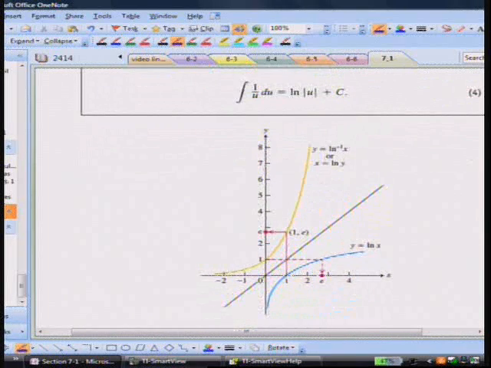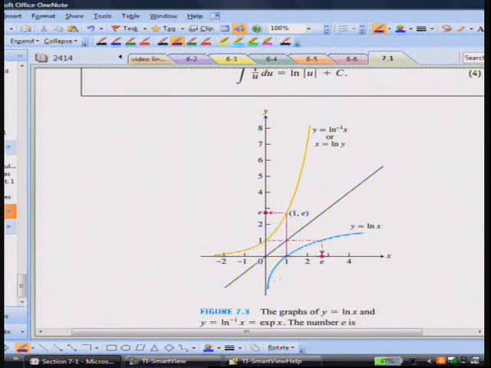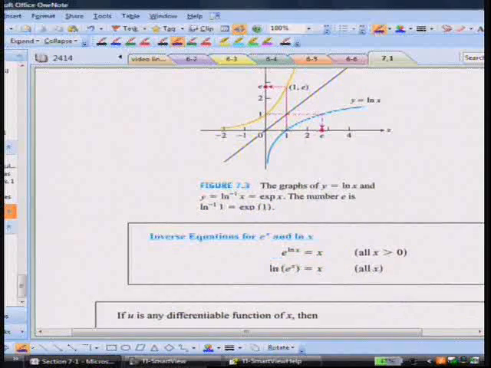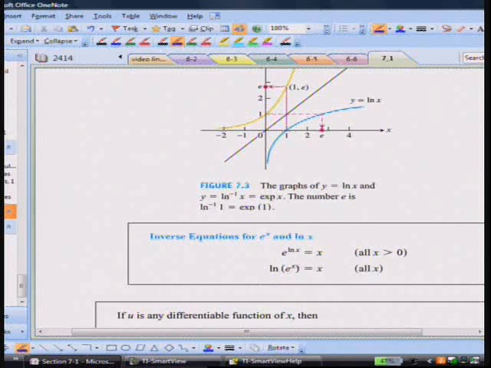Okay, and so then here's just this idea that if you have the function y equals ln x, the inverse function is x equals ln y, which turns out to be e to the x. So you have these properties, e to the x and ln x. If you do e to the ln x, they kind of undo each other and you just get x. And if you take the ln of e to the x, again, you just get x.